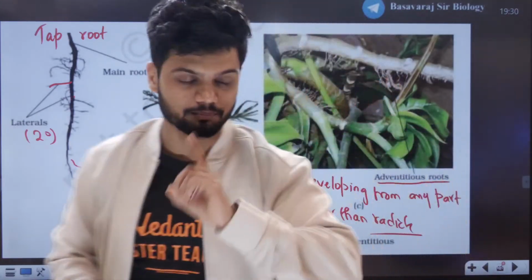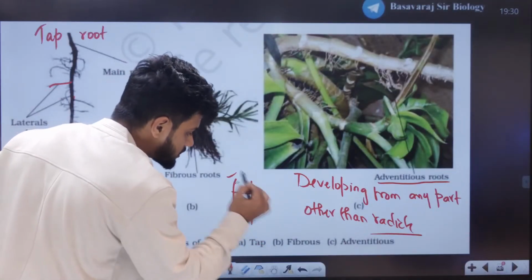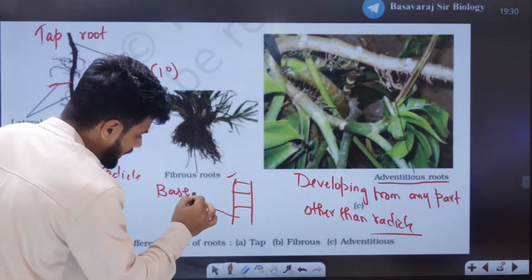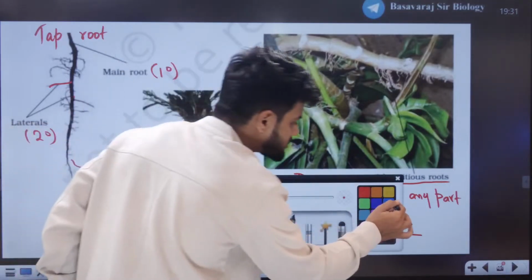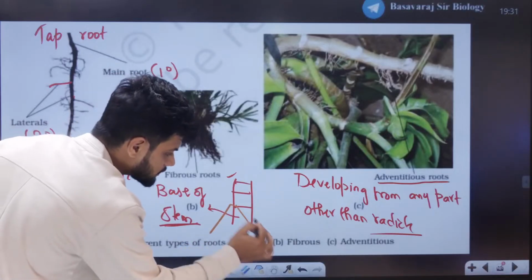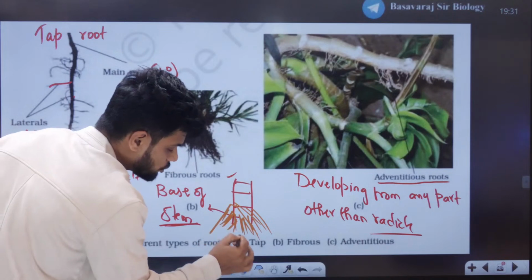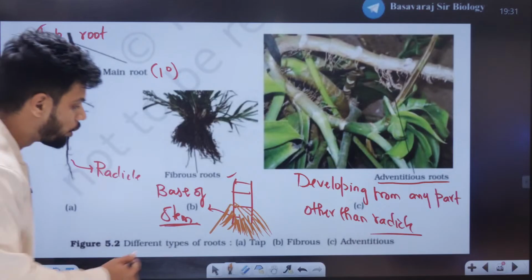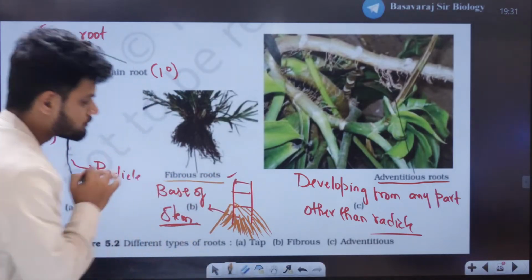Understand? Very simple. I'll show you a diagram. If this is the stem right here, and we have nodal regions here. This right here is called the base of stem. From the base of the stem, roots will start to arise. Such roots which arise from the base of the stem are called fibrous roots. They are called what? Fibrous roots.